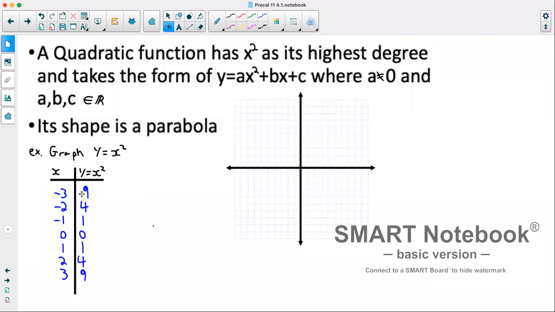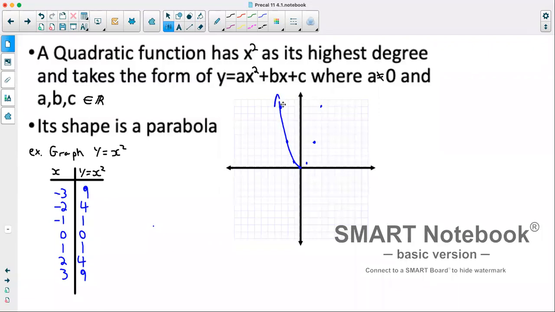Now I'll plot these points. So at -3, we are up at +9. -2, we are at 4. -1, we're at 1. 0, we're at 0. 1, we're at 1. 2, we're at 4. 3, we're at 9.